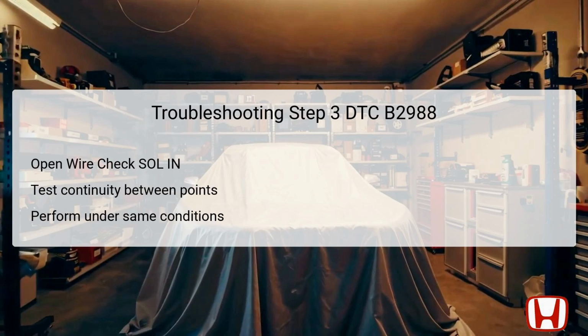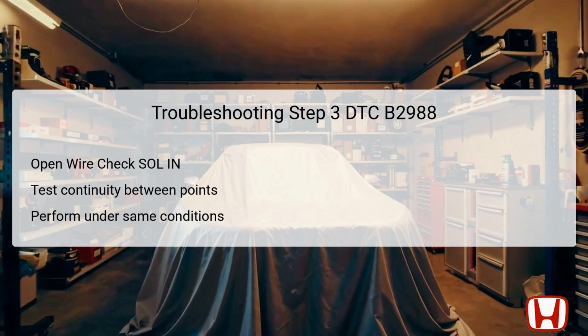The third troubleshooting step focuses on the SOL IN line to further diagnose the cause of DTC B2988. Similar to the previous step, the technician will ensure the vehicle is in off-lock mode. After confirming the mode, the same connectors, climate control unit connector A (32P) and AC compressor clutch 3P connector, should remain disconnected. The objective here is to check for continuity between climate control unit connector A, terminal 30, and the AC compressor clutch 3P connector, terminal 3.